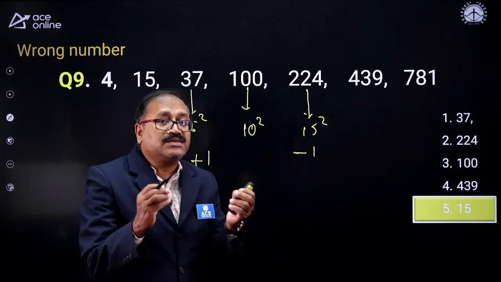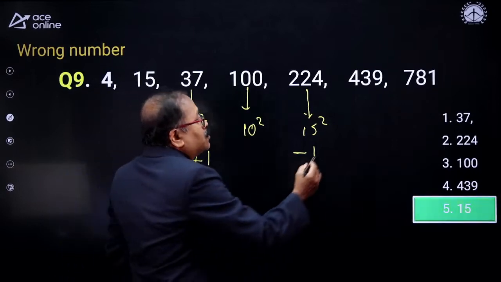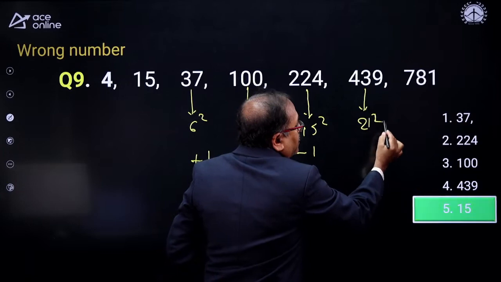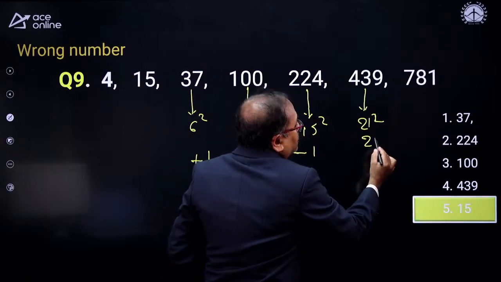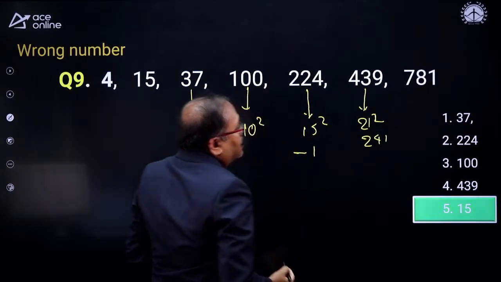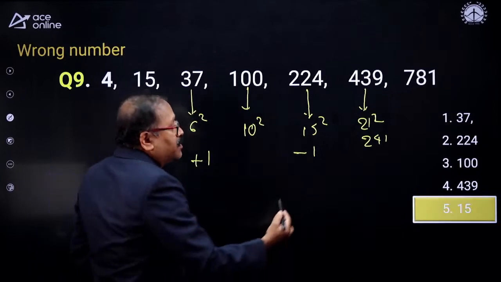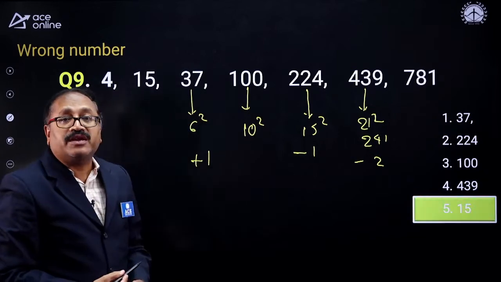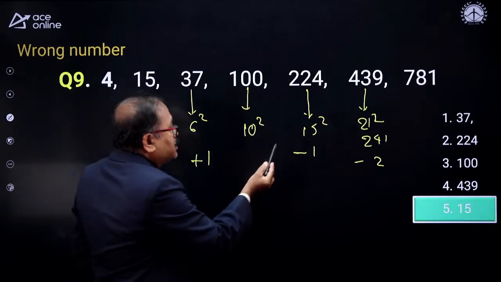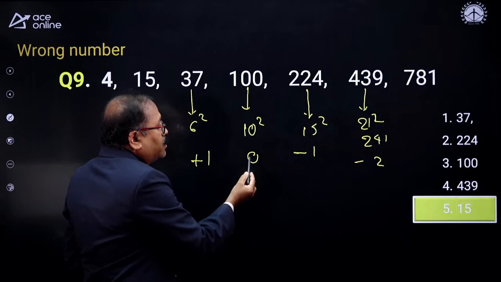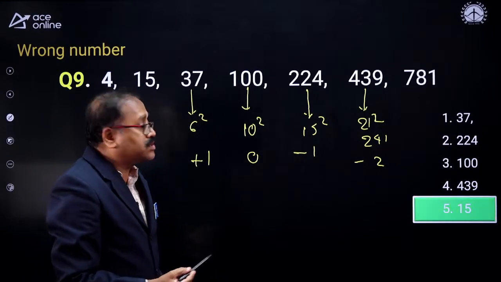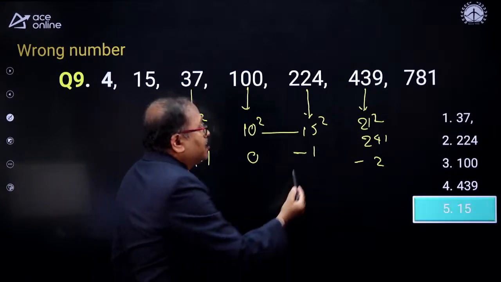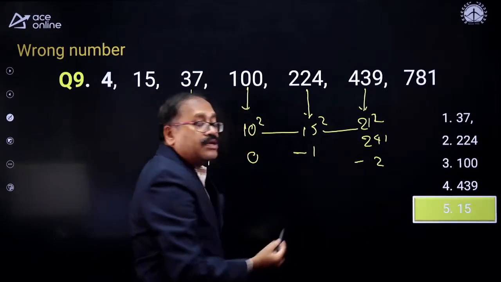So I said that this is a little complex question. So 21 square, what comes to us? 21 square comes to 441, and how much is subtracted from here? Minus 2. Then I get 439. So what I am noticing here: this is 10 square plus or minus 0, 15 square minus 1, now 21 square minus 2.